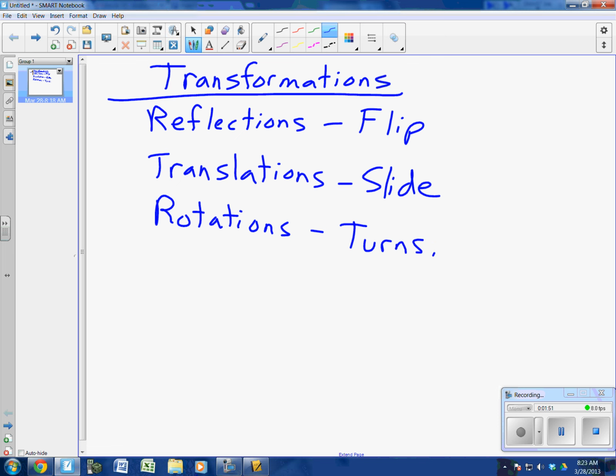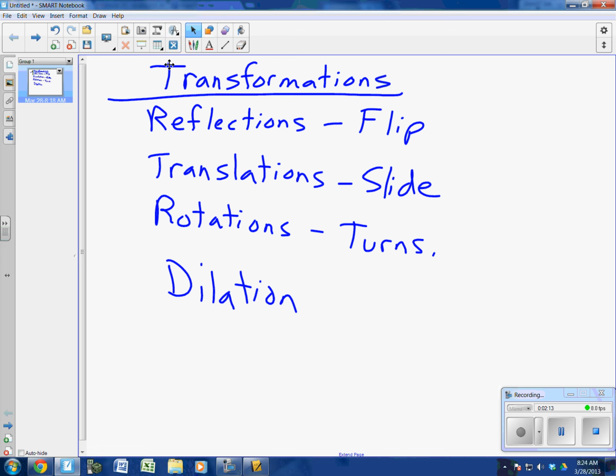Then we learned a new one the other day. What was the new one? Dilation. They don't have another name for dilation. It's just a dilation. Well, you can call it a shrink or an expansion. Those are some other names that we use for them.